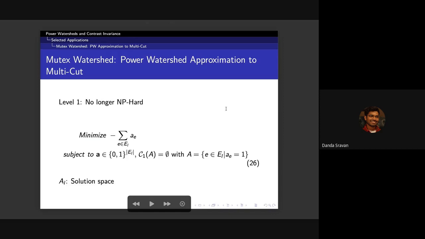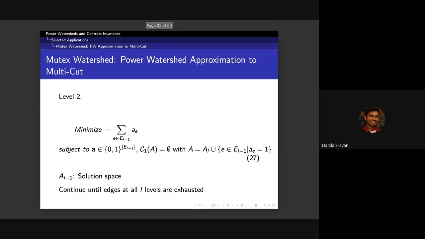I'm not going into all the details, but the basic idea is that instead of working with the original graph, I can do it level by level, and then keep adding the edges until the last level. So that's the basic idea.